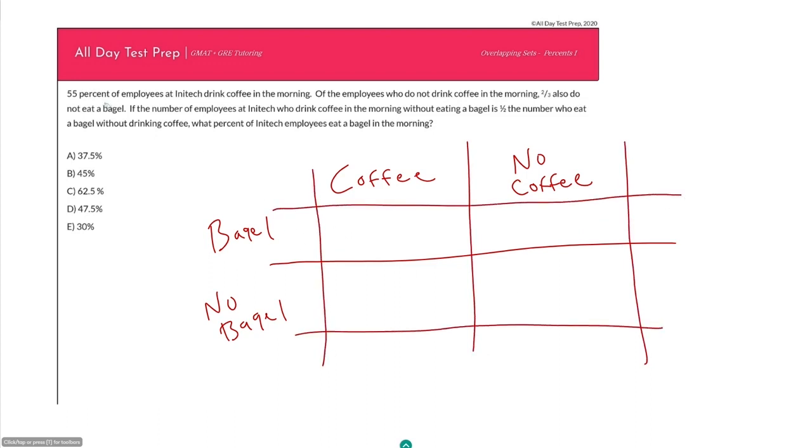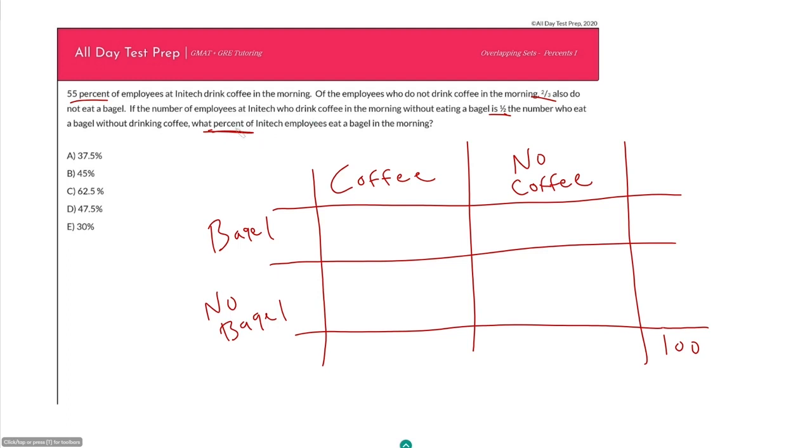And then I notice, so all of the data points that they give us are either percents or fractions. That means all we care about is just having things in the right proportion. So I'm just going to assume we have 100 employees at Initech. And note that even our question is asking for a percent. And so even the question needs to hold up as a percent.